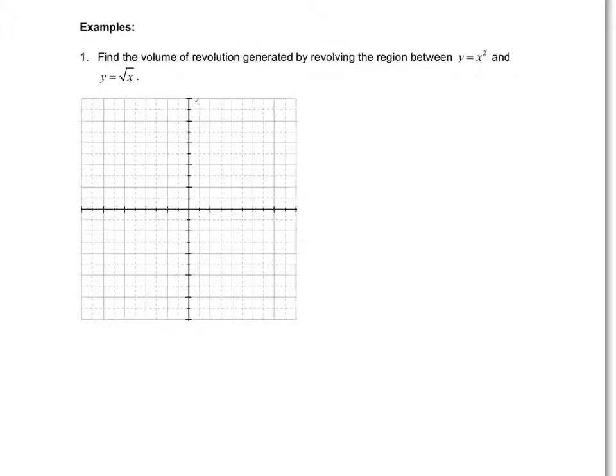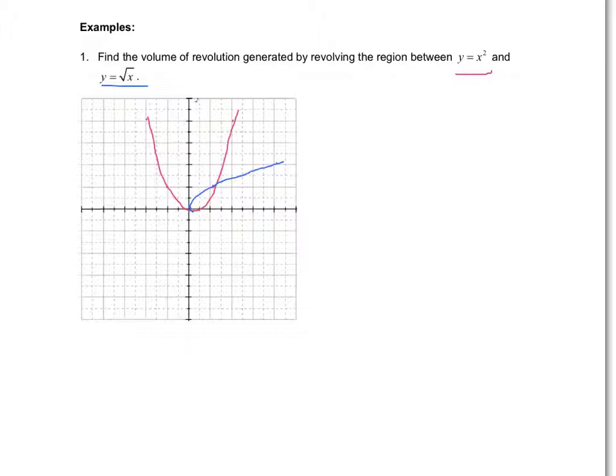Okay, so here in the first question, it says find the volume of revolution generated by revolving the region between y is equal to x squared, so a general parabola, and y is equal to square root of x, so a general square root function. So step number one is to graph. I encourage you to double the scale so it's a little bit bigger and you can see everything.